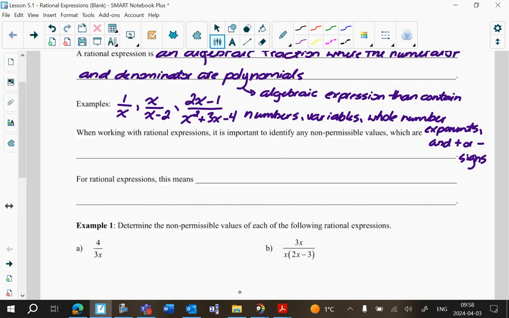So what do we call those values that you're not allowed to plug in? Non-permissible values, or for short, I always call them NPVs, instead of having to write that out all the time. So what are these non-permissible values? They are values that make the expression undefined.